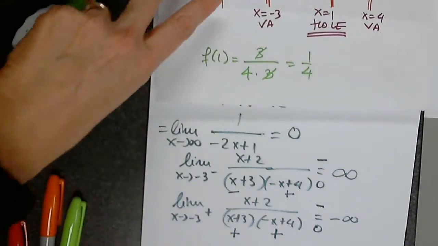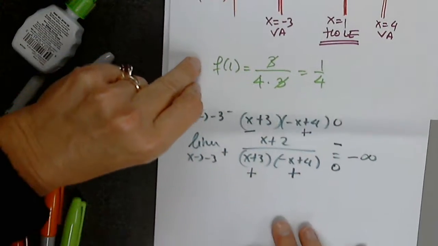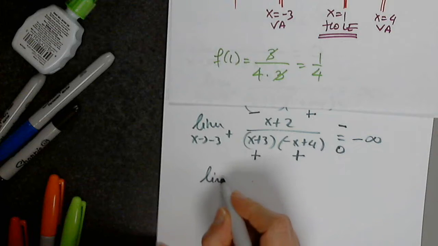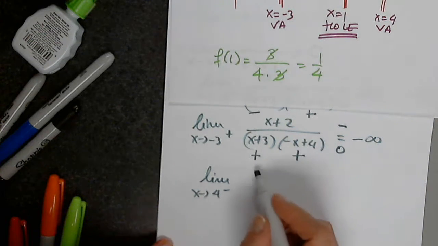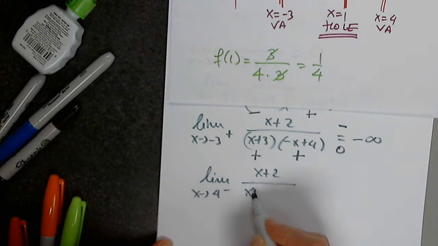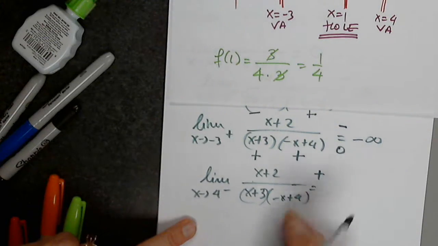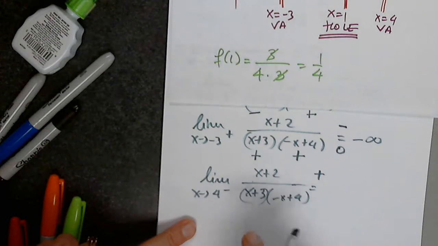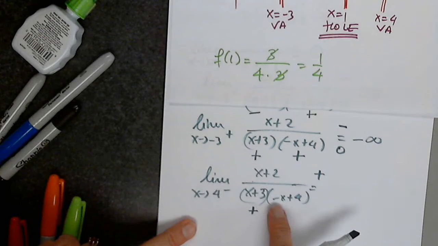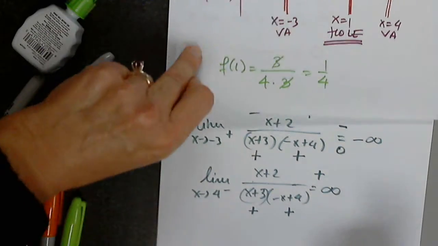I will repeat for 4. Do we understand this procedure? Yes? Okay, so last one. So limit as x approaches 4 from the left of x plus 2 over x plus 3, -x plus 4. I know the top is positive. 4 from the left, 3.9. Positive. -3.9 plus 4, positive. So the answer is positive infinity.